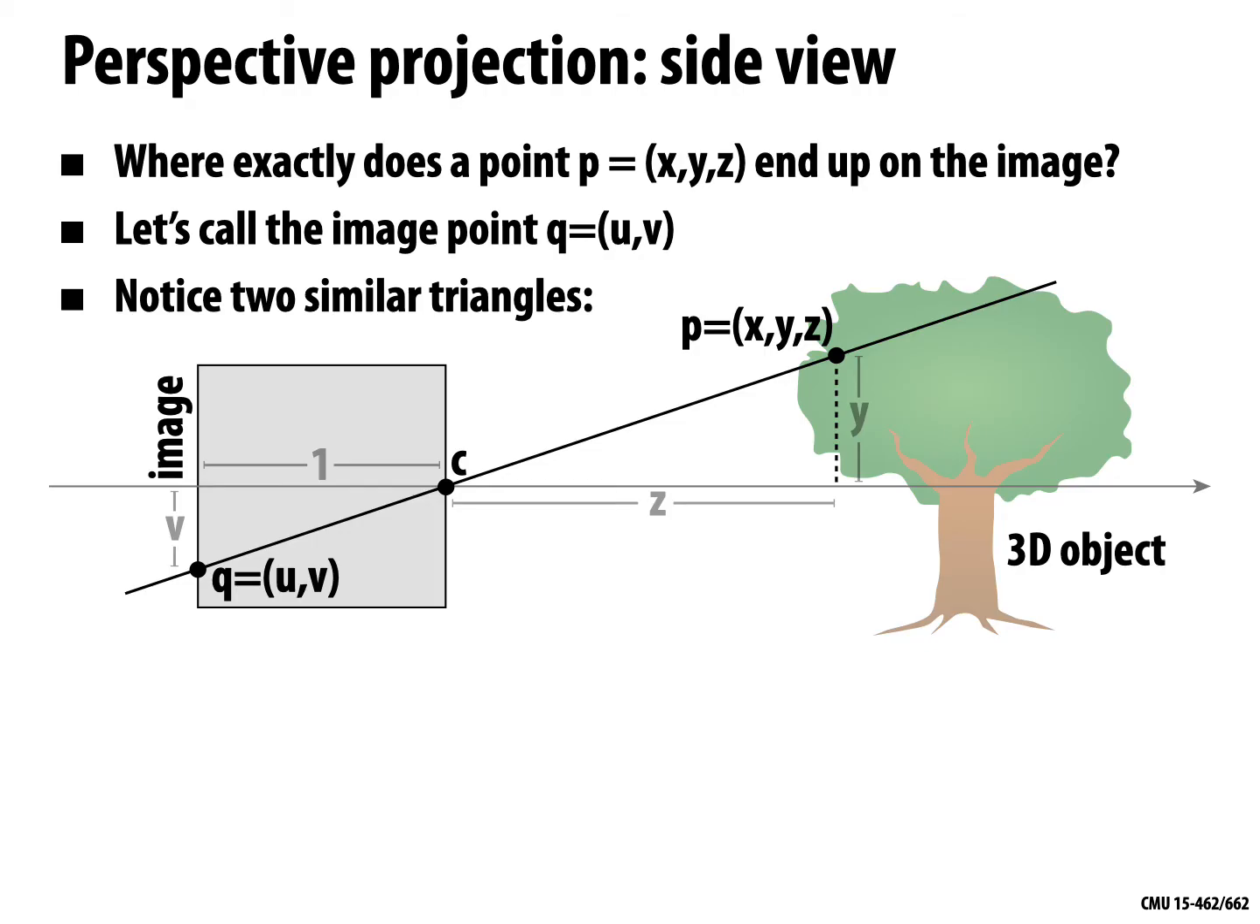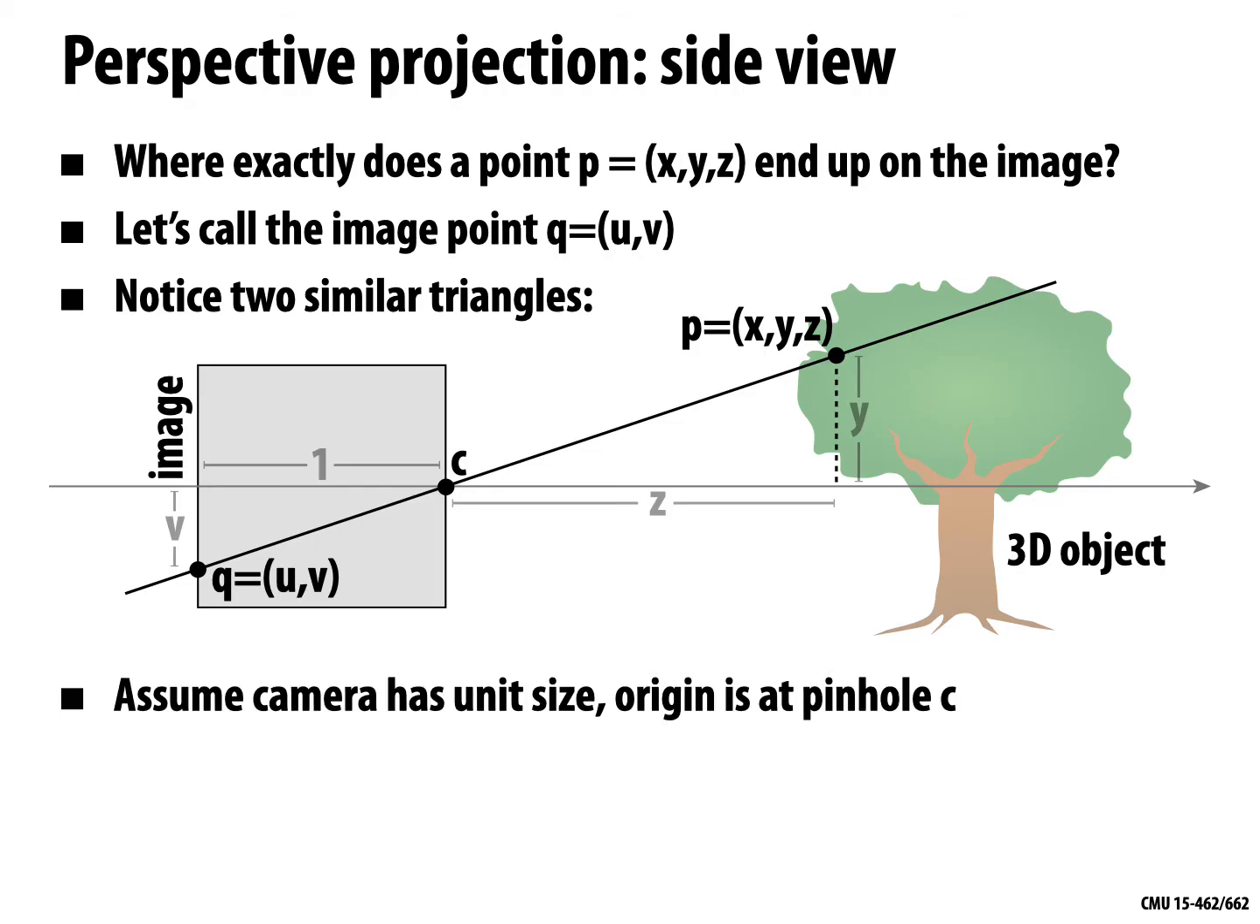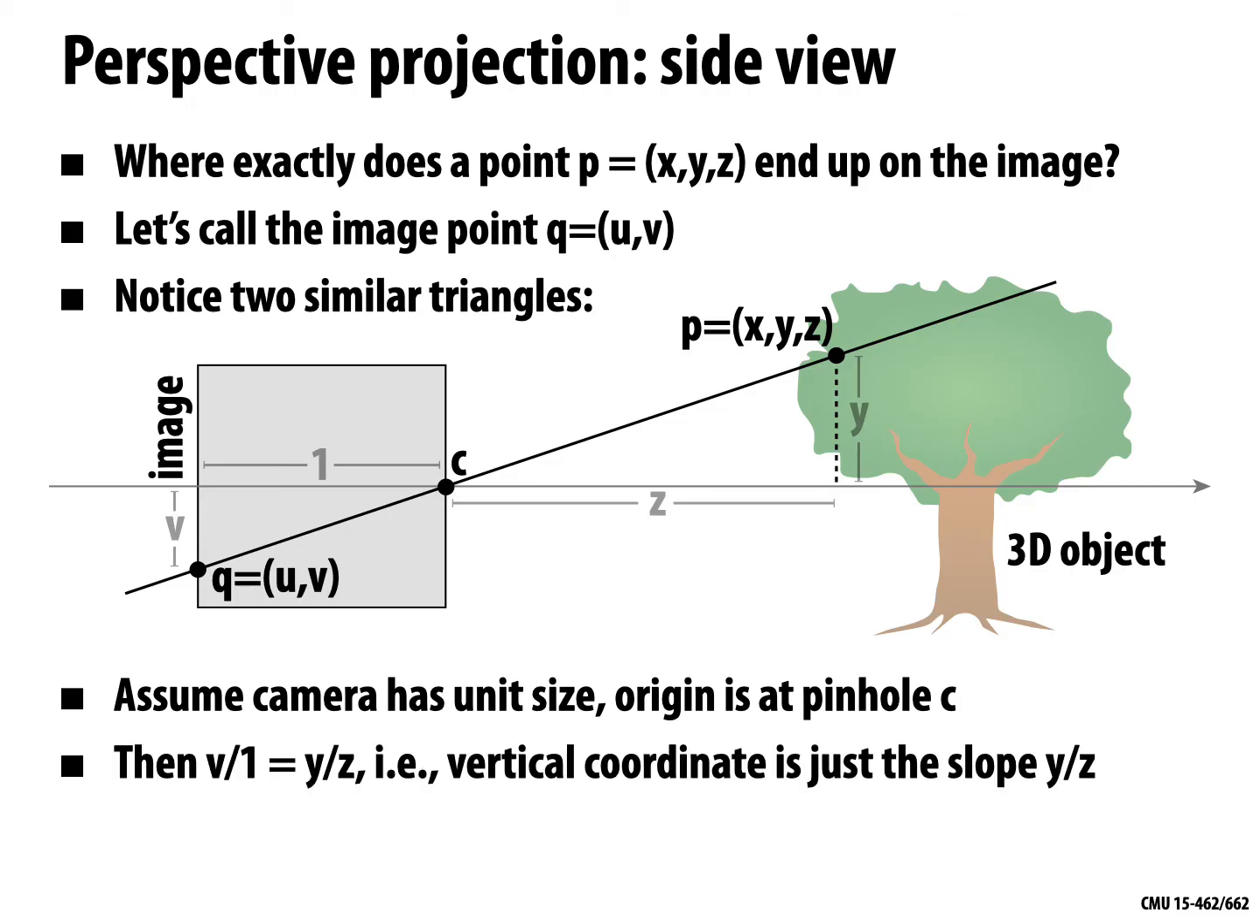Right? So if we assume that the camera has unit size, it's a 1 by 1 by 1 box, and its pinhole is at the origin of space, 0, 0, 0, then we just need to solve the equation v over 1 equals y over z for the coordinate v. Well, that's a pretty easy equation to solve, right? We divide v by 1 and we get v, and that's equal to y over z. In other words, the vertical coordinate on the film is just the slope y over z.